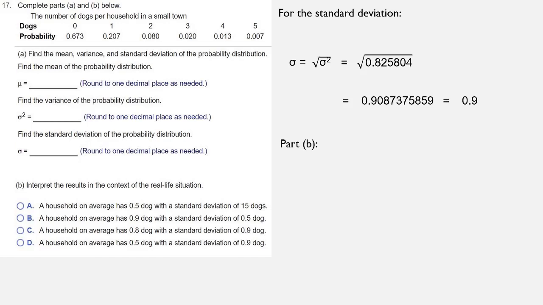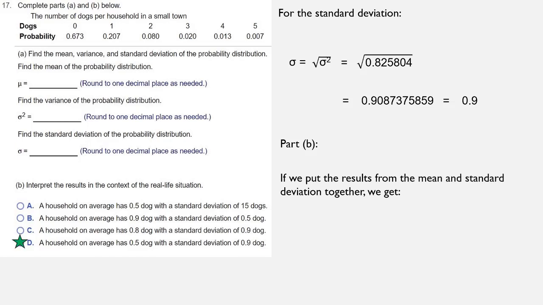For Part B, we're trying to interpret the results. So our average was 0.5, and our standard deviation was 0.9. So a household on average has about half a dog with a standard deviation of 0.9 dogs, about one dog. And so our final answer here is option D.